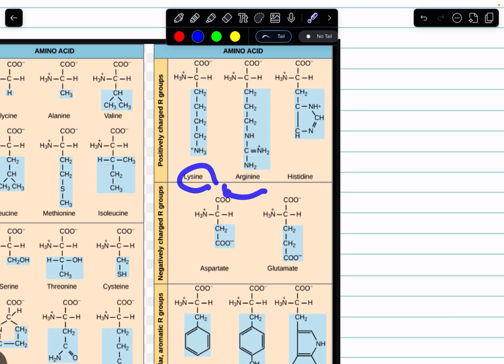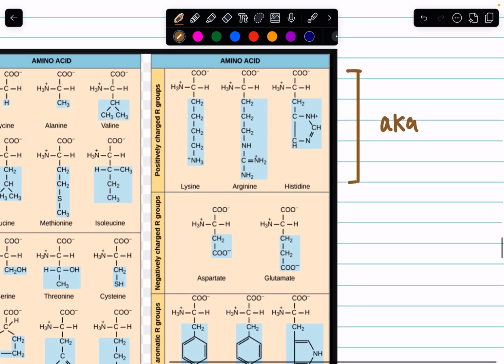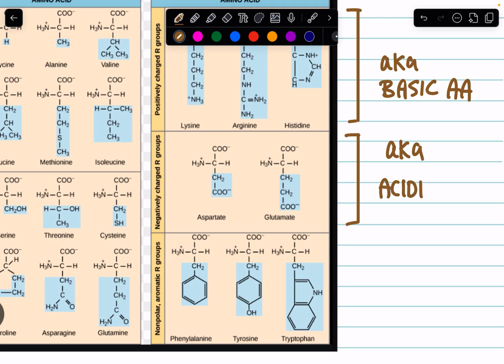So lysine, arginine, histidine are the three what we call positively charged basic amino acids. These are also called basic amino acids. So these three sometimes are called, AKA, basic amino acids. And then down here, these are sometimes called acidic amino acids. So let's see why.